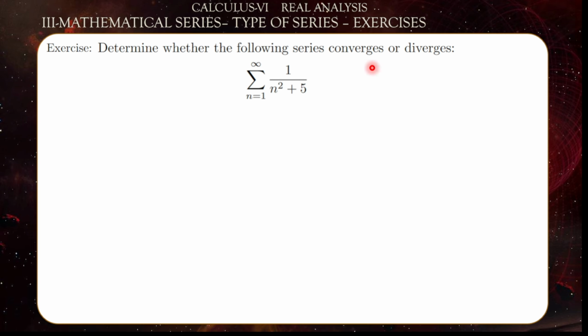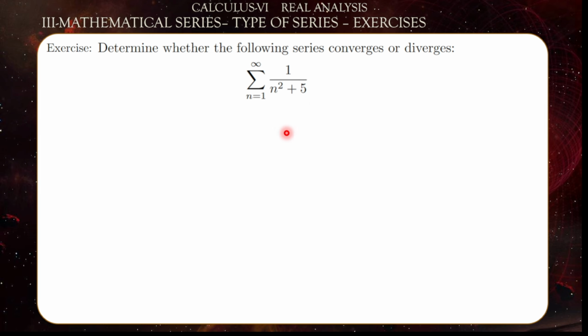Determine whether the following series converges or diverges, given by the sum from n equal 1 to infinity of 1 divided by n squared plus 5. Again, pause the video right now if you want to try to solve it before seeing the actual solution.